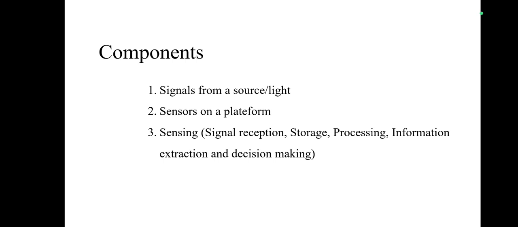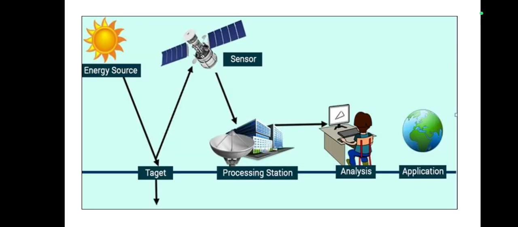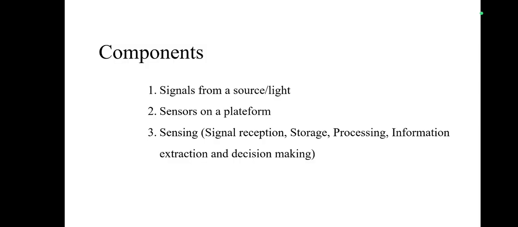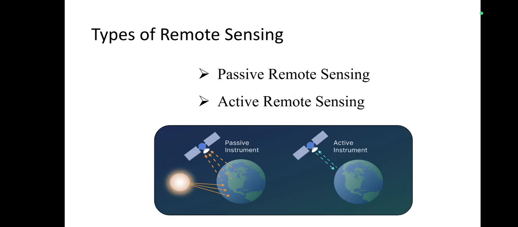We can sense the information from the signal, storage and information extraction, and also from decision making. The last thing is decision making. We are able to get the information from the sensor, and then the detector will analyze that information and convert it into a decision. So next, types of remote sensing.